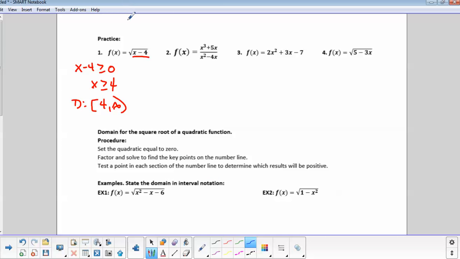All right, next one's a rational function, and we need to say that the denominator cannot equal 0. You want to factor this, and it looks like both terms have a common factor of x, so take the x out and set each factor equal to 0, or in this case, unequal to 0. So x can't equal 0 and x can't equal 4, and that's my domain.